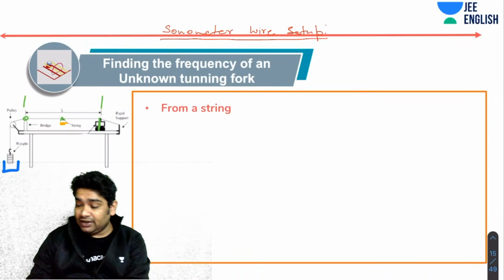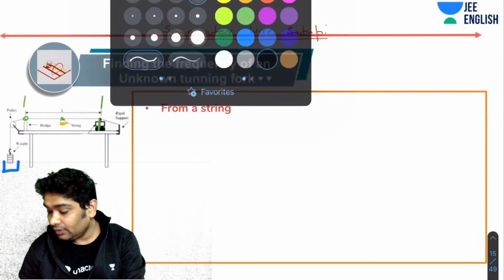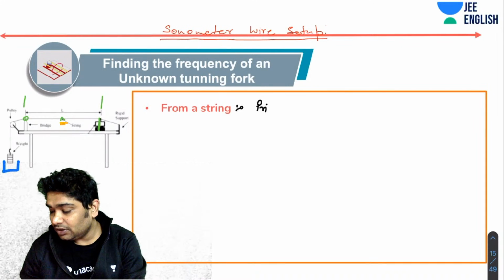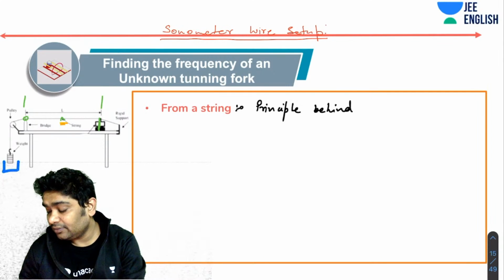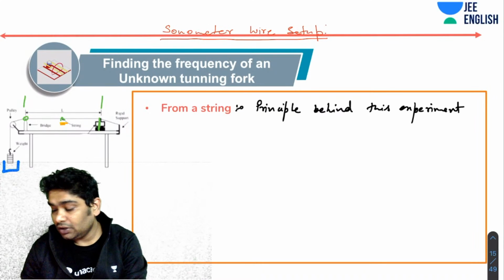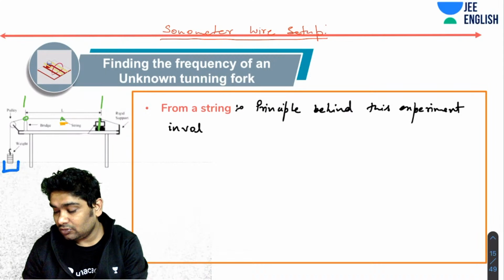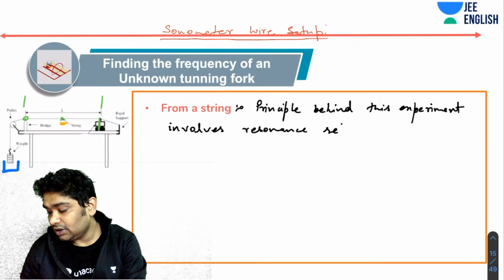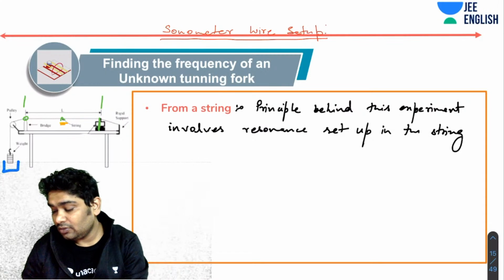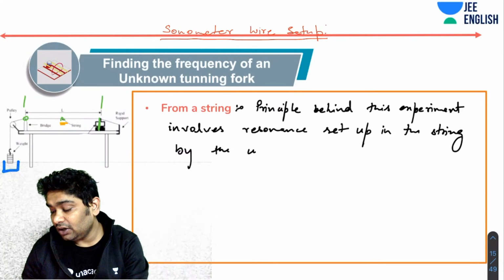So the basic principle behind this experiment involves resonance set up in the string by the tuning fork, the unknown tuning fork.